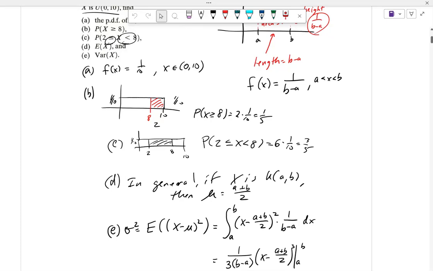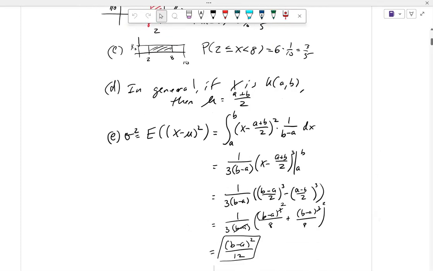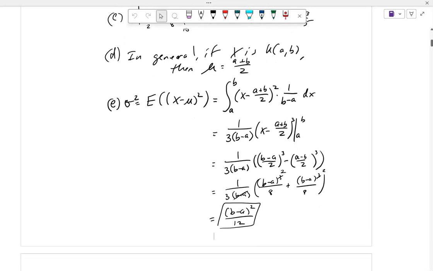If you've got an interval from A to B and you're uniform on that, your PDF is 1 over B minus A, the length of the interval. Basically, you're using a uniform density over the interval. That's our PDF. We also came up with a formula for the mean, and a formula for the variance, at the bottom there, for any uniform on the interval from A to B.